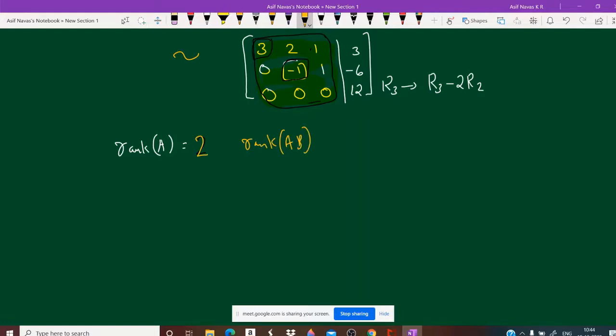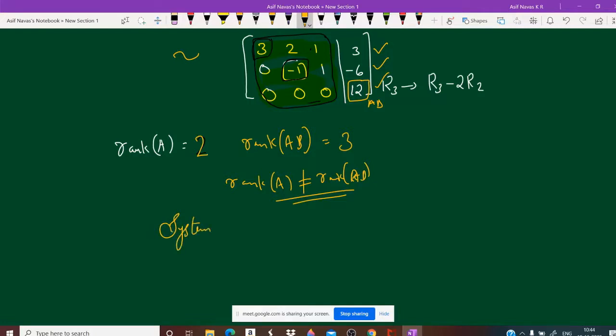3. This will also be a pivot for AB, this bigger matrix. So how many non-zero rows are there? 1, 2, and 3. So here rank of A is not equal to rank of AB. So what can you tell about this system? The system is inconsistent. That is, it has no solution.